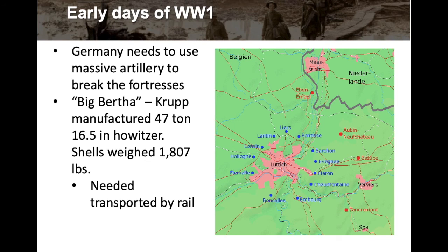The shell weighed 1,807 pounds. So just massive. The only way you could transport this thing was by railroad. So it takes time for this to happen. So the Belgians stop the Germans at these forts. The Germans need to bring in big guns on railway. It takes so much time. In the meantime, Russia is mobilizing on the Eastern Front.